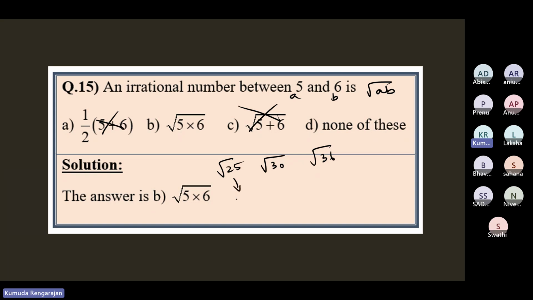Root 25 is 5 and this is 6. So this will be 5 point something. And clearly it's between 5 and 6. And it is irrational. See, there are two conditions. It should be irrational, not rational. And it should be between 5 and 6. Two conditions you must satisfy.